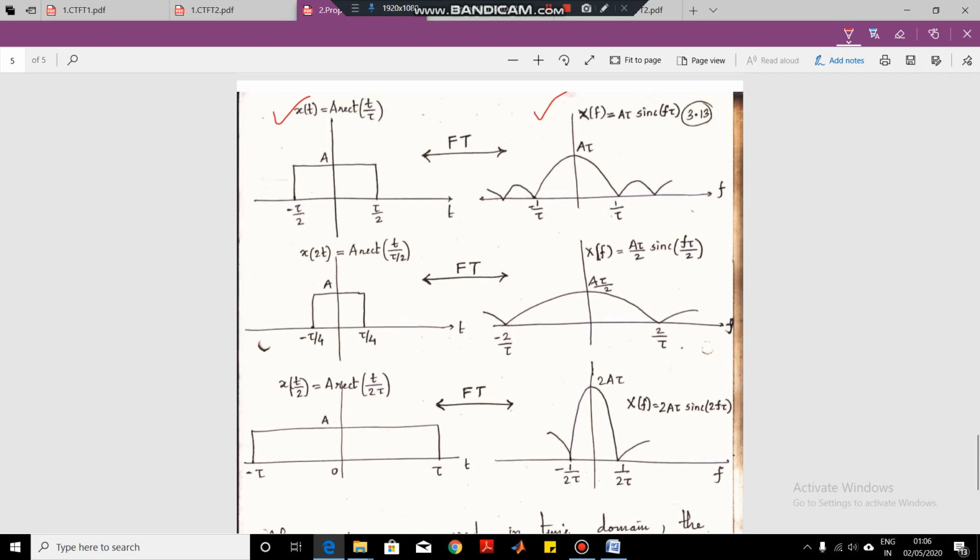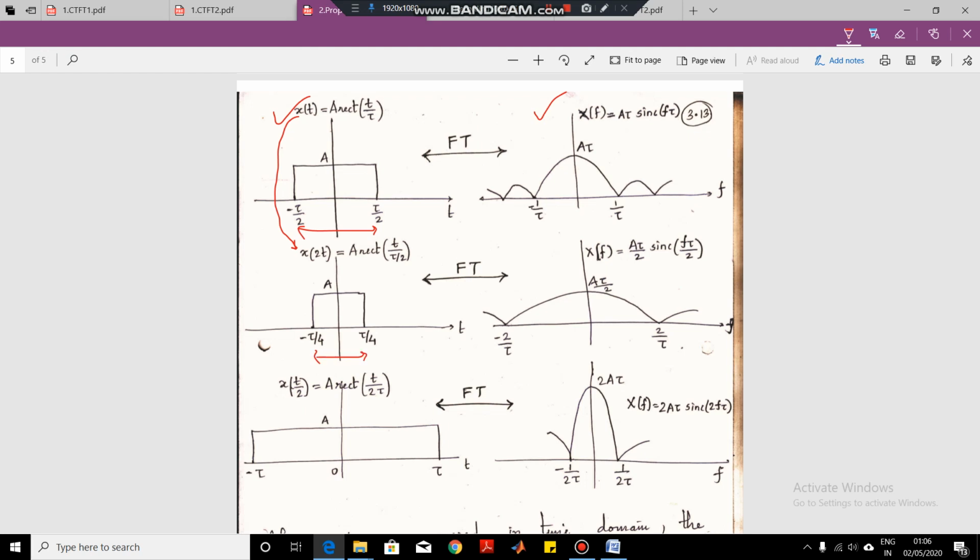Now let us compress this signal. That is, we have x of t, and if we draw the signal x of 2t, here a is greater than 1. This means that we are doing signal compression because a is greater than 1. Here the width of the signal was from minus tau by 2 to tau by 2. This was the width earlier. Now our width will become half: it will be minus tau by 4 to tau by 4.